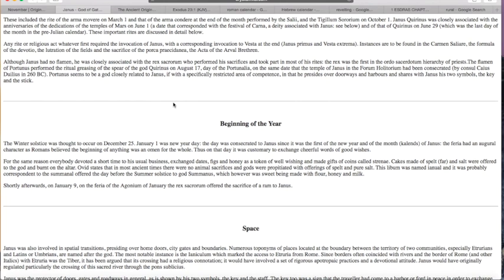It says the winter solstice was thought to occur on December 25th. January 1st was New Year Day. The day was consecrated to Janus since it was the first of the year and of the month of Janus. The festival had an arguable character, as Romans believed the beginning of everything was an omen for the whole. Thus, on that day, it was customary to exchange cheerful words of good wishes.